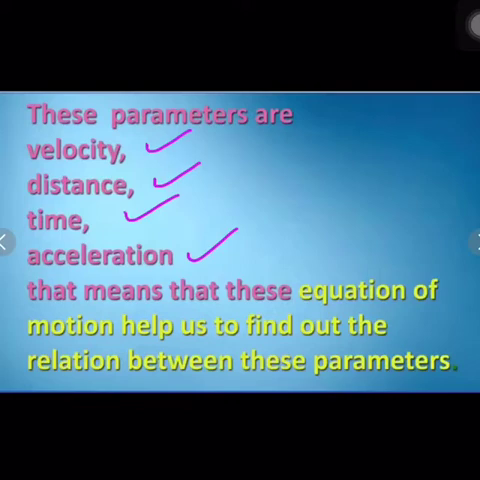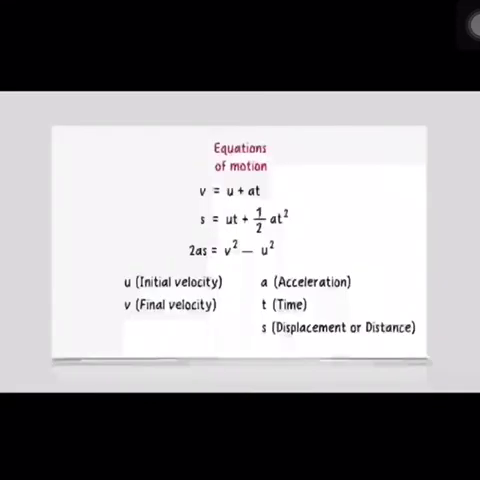That means these equations of motion help us find the relation between these parameters, and all these parameters or quantities have been discussed earlier. You are all now familiar with these parameters. So, equations of motion give the relationship between these quantities only.